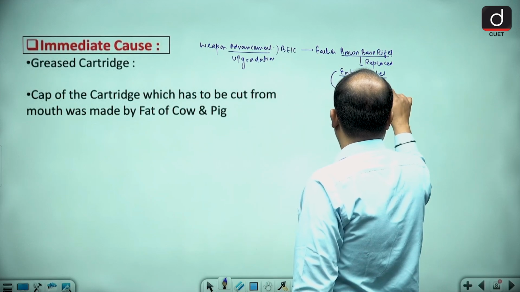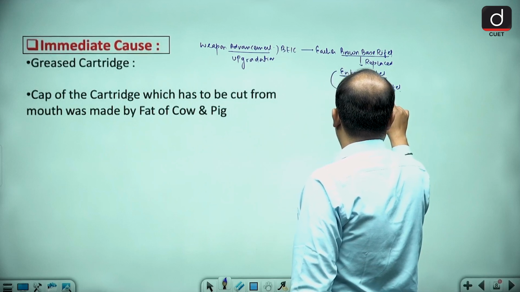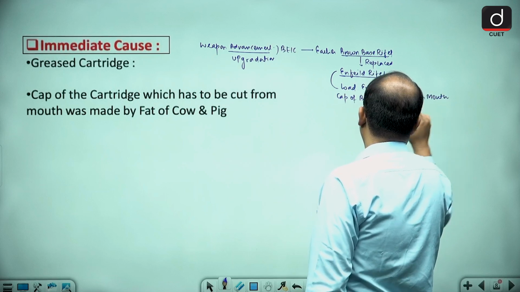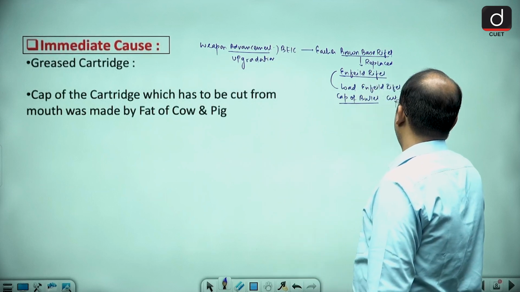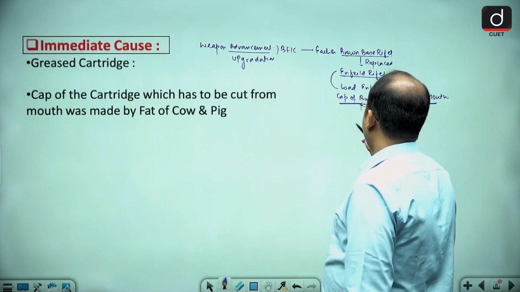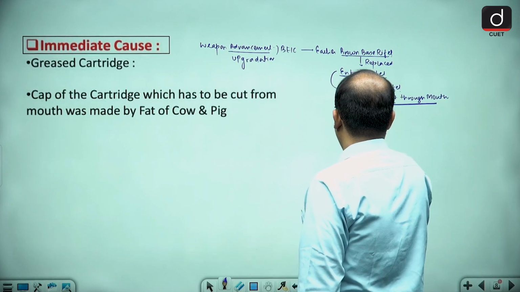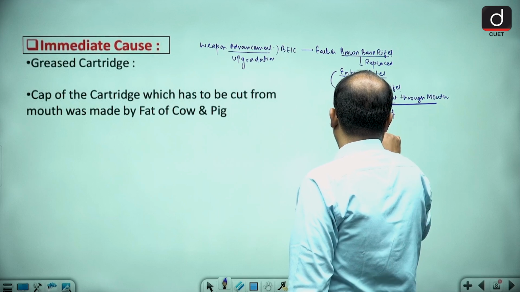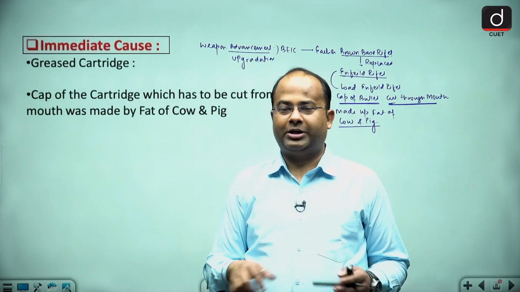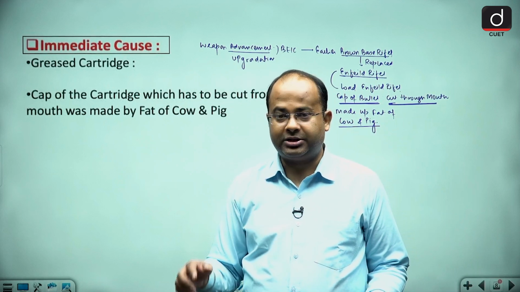The Brown Bess rifle was replaced by the Enfield rifle, and to load the Enfield rifle, the cap of the bullet had to be cut with the mouth, and then the gun was loaded. And then the news spread that the cap of the bullet is made up of the fat of cow and pig. So guys, when this news spread, people said this is a step of the British East India Company to convert the Hindu and Muslim soldiers into Christianity.